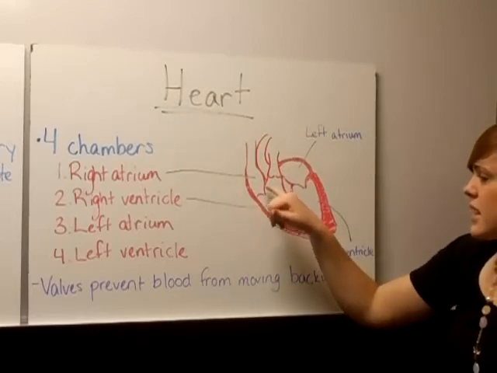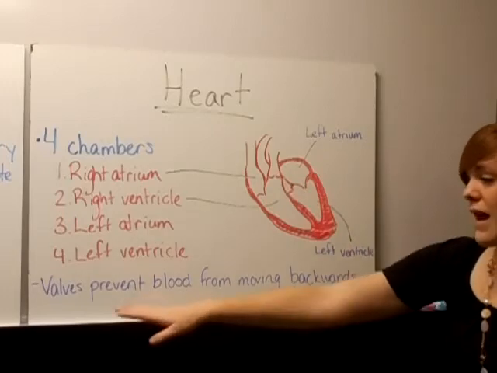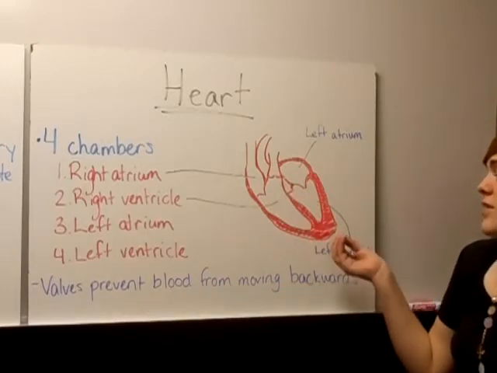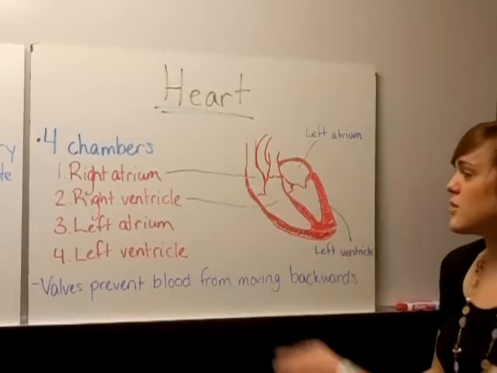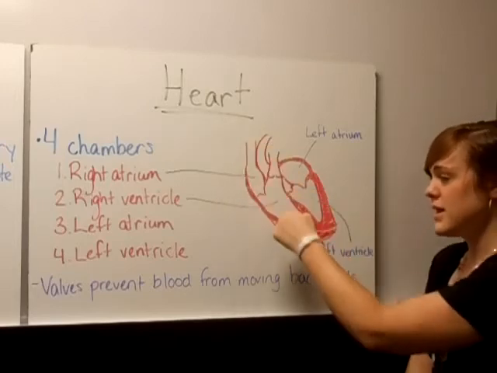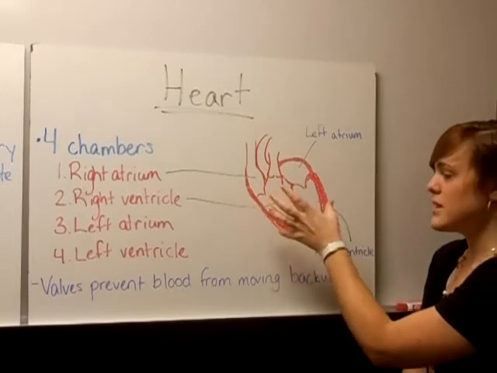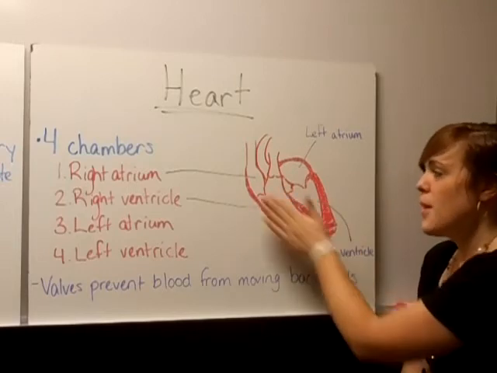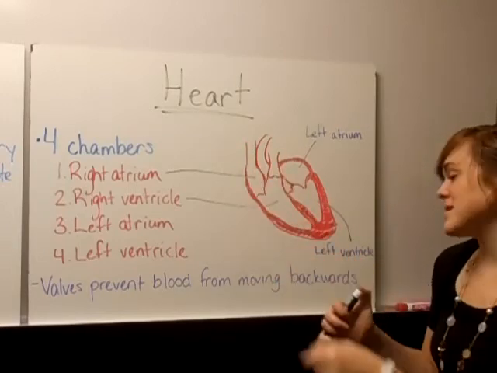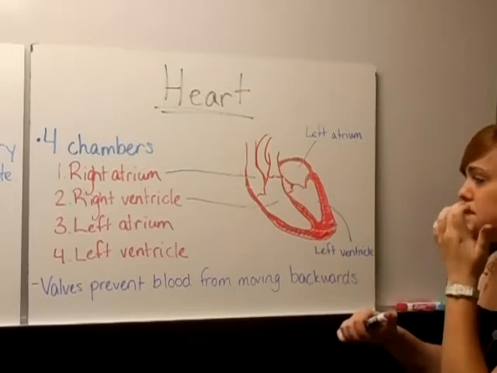These things that look like hearts are the valves, and what they do is they prevent the blood from moving in the wrong direction. So when your blood comes into your heart, it has to go into this one and then through that one. This valve will make sure that when this contracts, the blood won't be pushed backwards and mess up your veins. So that's what valves do.